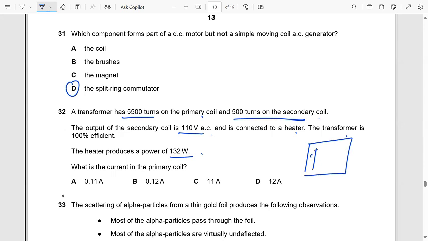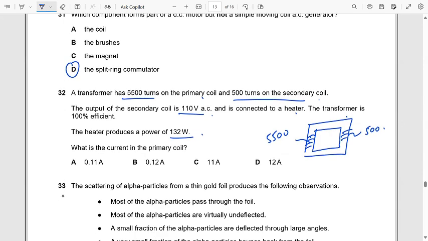This is a transformer. The number of turns on the primary coil are 5500. The number of turns on the secondary coil are 500. The output of the secondary coil is 110 volt AC and is connected to a heater. The transformer is 100% efficient. The heater produces the power of 132 watt. What is the current in the primary coil? Is A.